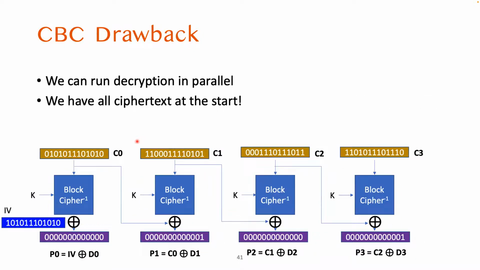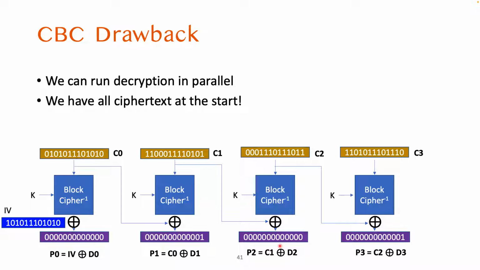But for decryption, we can run in parallel, because what we need is the IV and all the ciphertext. When we get to the decryption phase, we already have all the ciphertext blocks. So when we decrypt the third block, what we need is the second block of the ciphertext and the third block of the ciphertext. We have all of those, so we can run the decryption in parallel.